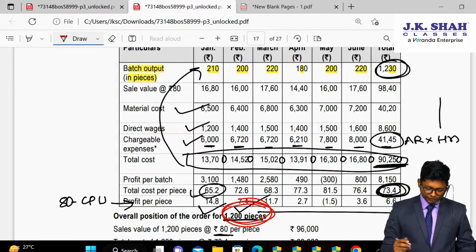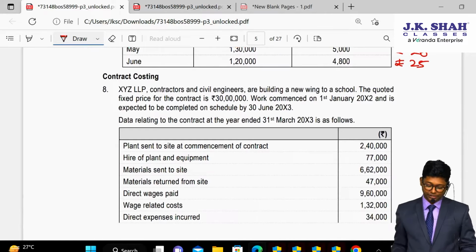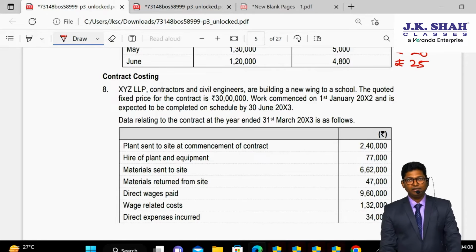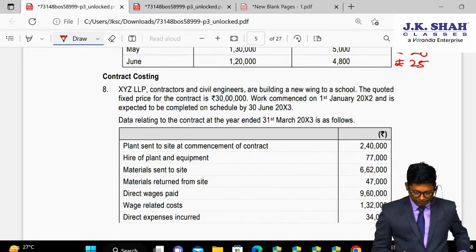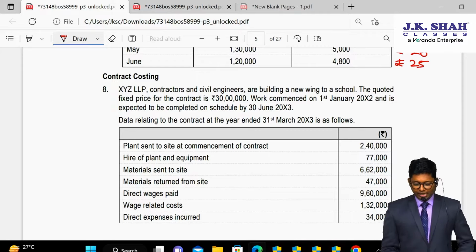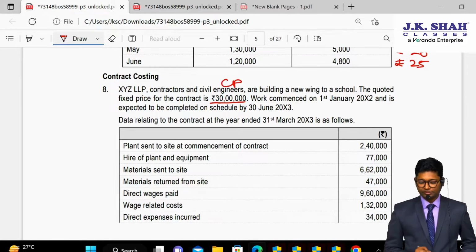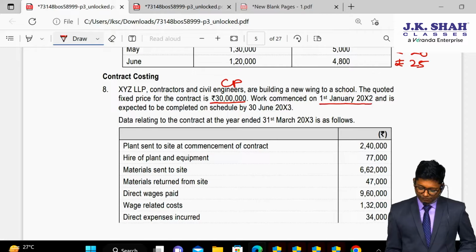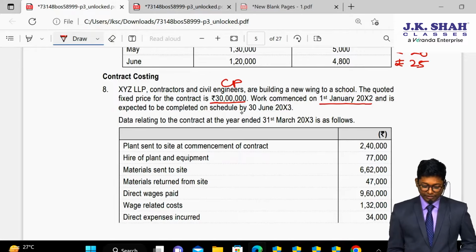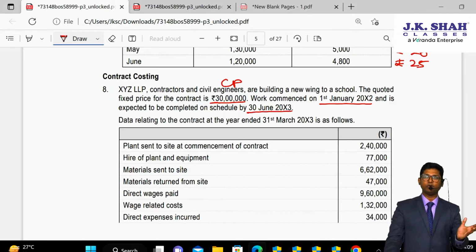Let's discuss and solve the next question, which is based on contract costing. See, in question number 8, contract costing, contractors and civil engineers are building a new wing to a school, and the quoted fixed price for the contract is 30 lakhs. That 30 lakhs is nothing but contract price for us. Work commenced on 1st January 2012 and is expected to be completed on schedule by 30th June 2013, means more than 1 year your contract is going to run.